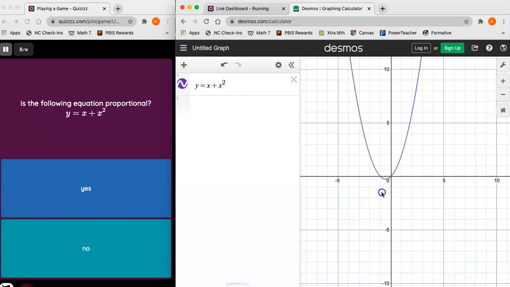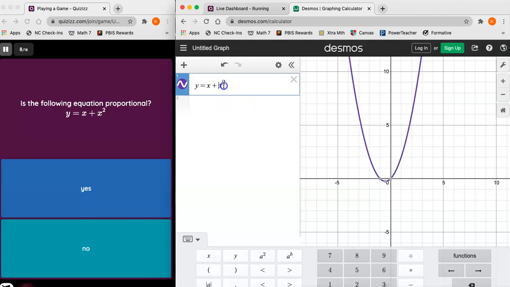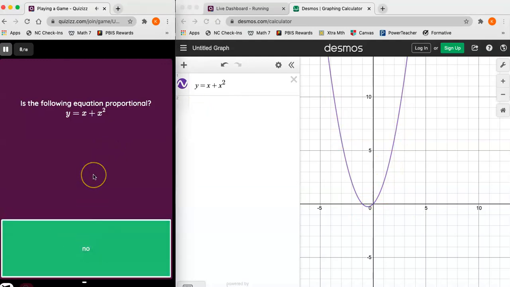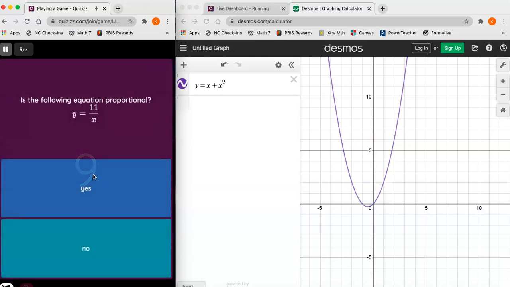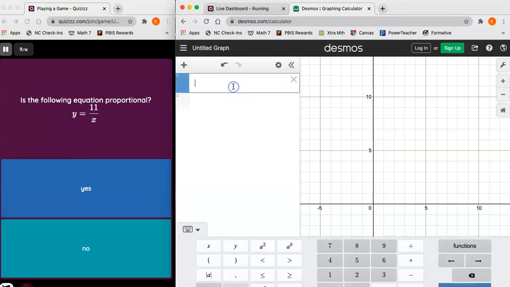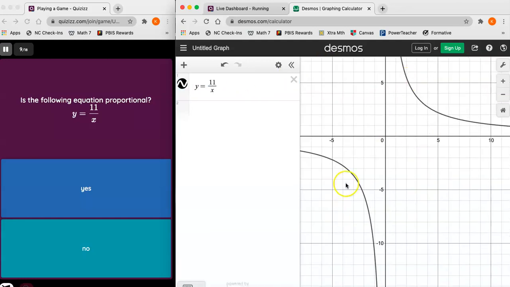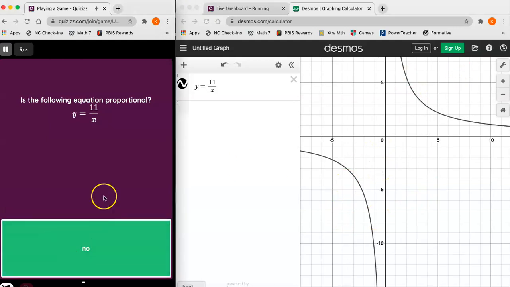Well, we have to remember that if any part of it has that power of 2, it's going to be a problem. Look, this is a parabola facing upwards, or you could say a quadratic facing upwards, so this is not proportional. All right. Y equals 11 over x. Okay, x is in the denominator this time. So that's actually a problem if x is in the denominator. Take a look. If x is in the denominator, the function is an inverse variation function. So that's a no, it's not proportional.